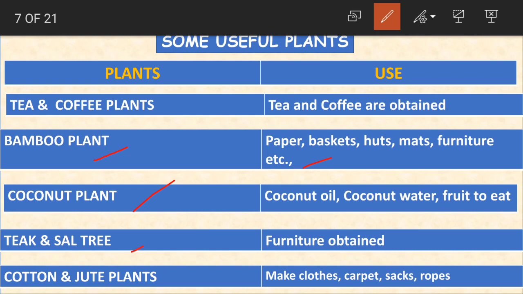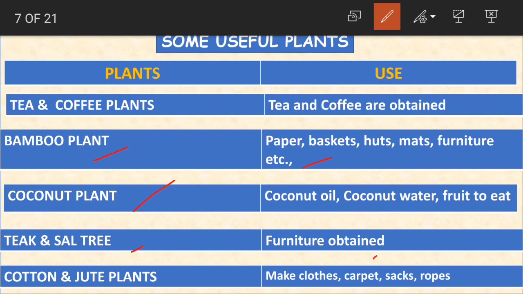Teak and salt tree. Teak and salt tree give furniture, like what we have in our houses, like cot, sofa, dining table, cupboards, dressing tables. All such types of furniture can be made from teak and salt tree wood.